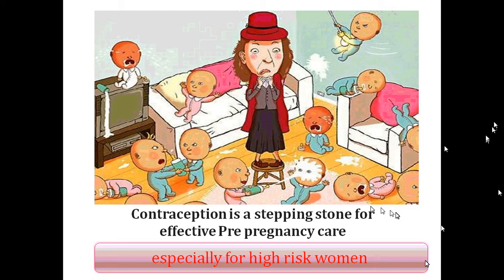Non-contraceptive benefits include: may decrease menstrual cramps, may decrease menstrual bleeding, improve anemia, protect against endometrial cancer, benign breast disease, ectopic pregnancy, and protect against some causes of PID.